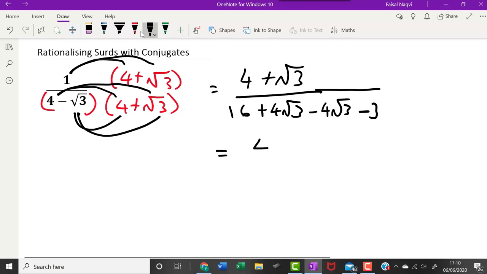My numerator stays as 4 plus root 3. In my denominator, the plus 4 root 3 and the minus 4 root 3 cancel out. And I'm left with 16 take away 3, which is 13. I cannot simplify this anymore, so that is my final answer.